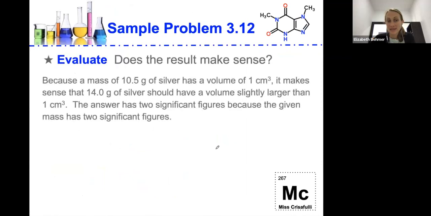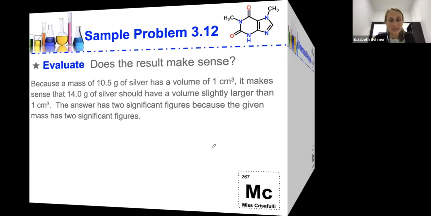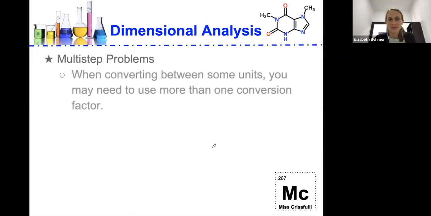Does the result make sense? Because 10.5 grams of silver has a volume of 1 centimeter cubed, it makes sense that 14 grams of silver should have a volume slightly larger than 1 centimeter cubed. So that does make sense.